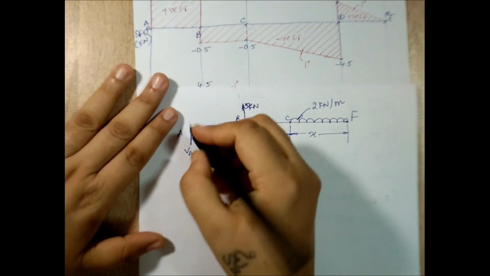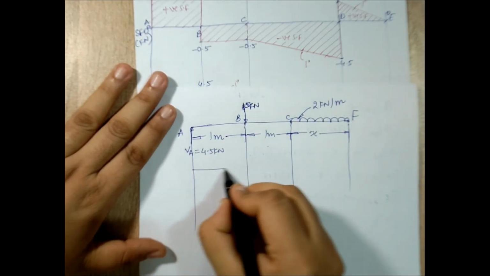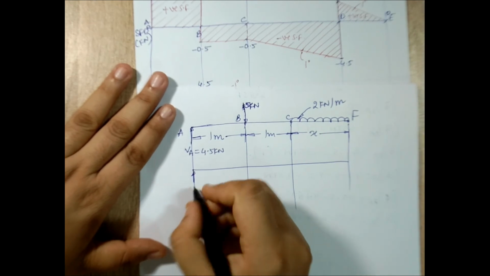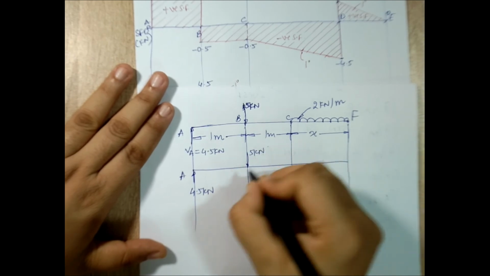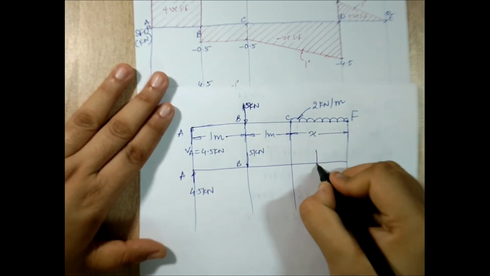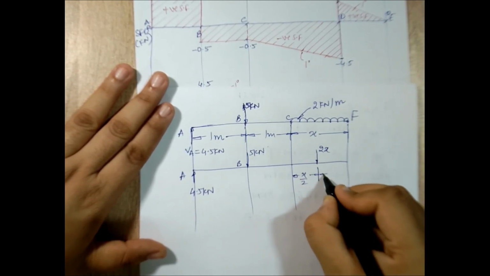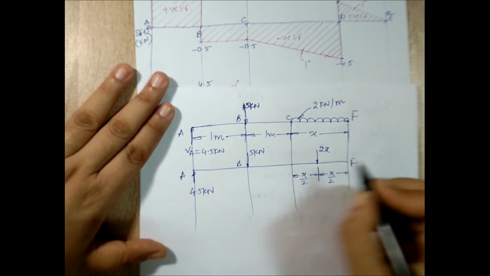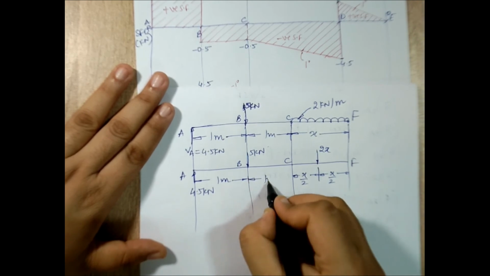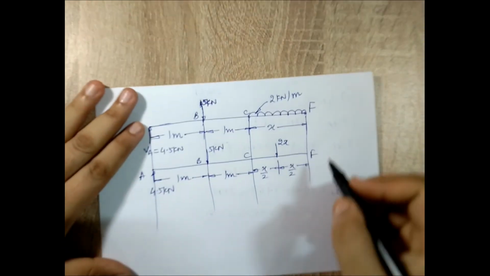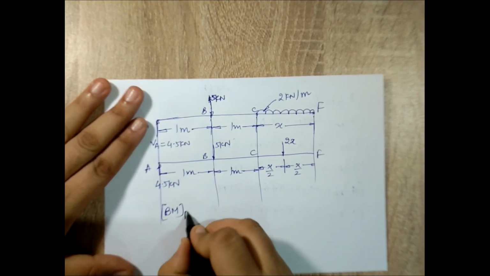Now I'll draw the FBD of this. So at A there is 4.5 kilonewton. At B there is a load of 5 kilonewton. Okay, now between C to F, this load will become 2x and the distance will be x by 2. This is point F. So C, this is 1 meter and this is 1 meter. Since F is the point of contraflexure, I can say that bending moment at F is 0.